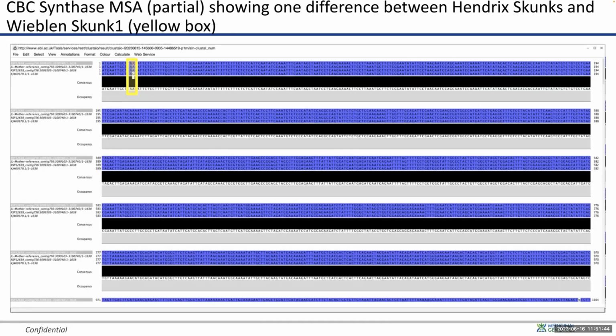Sorry, that's in which plant? You're saying that Weeblen skunk 1 has a variant in CBC synthase that's not found in the two Hendrx skunks. Not found. Again, these are relatively true breeding lines, so any variation is not unheard of, right? It's to be expected. Yeah, and we don't know how long ago they had diverged either.